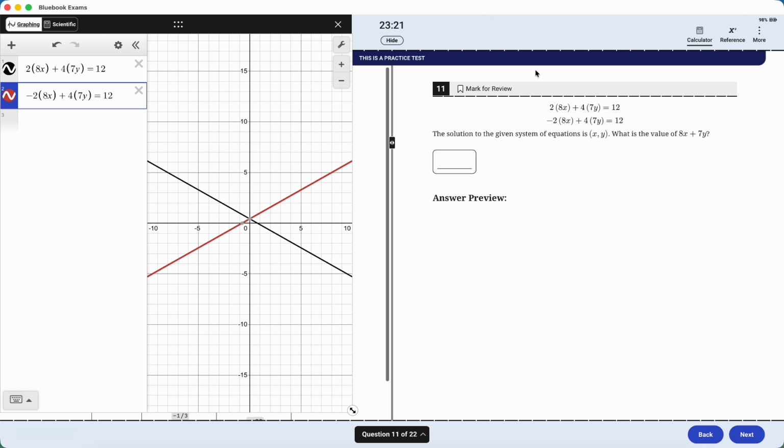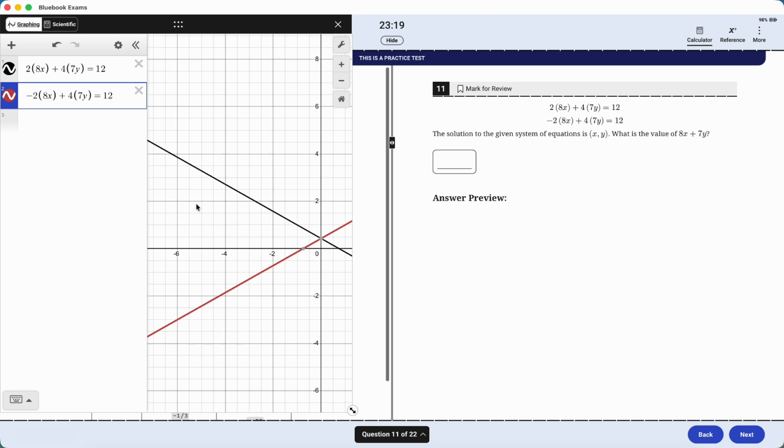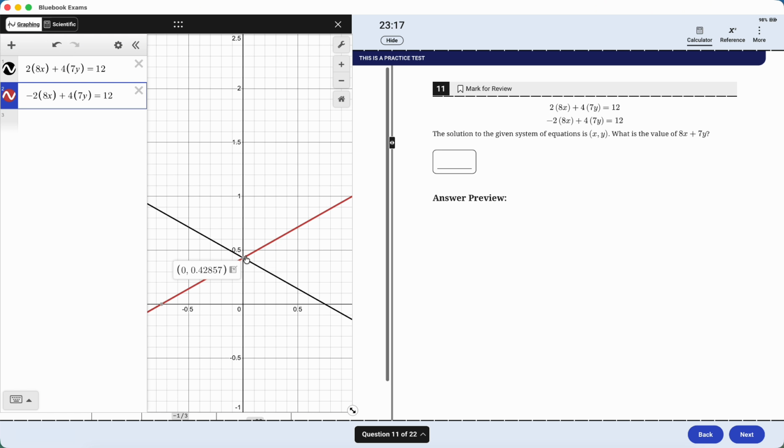Whereas sometimes you could do it by some combination here, but sometimes you might not be able to, right? Anyways, where do they intersect? Here's where they intersect, and it wants us to do 8 times the x, so I'm just going to do 8 times 0 plus 7 times the y, right? And we get this.